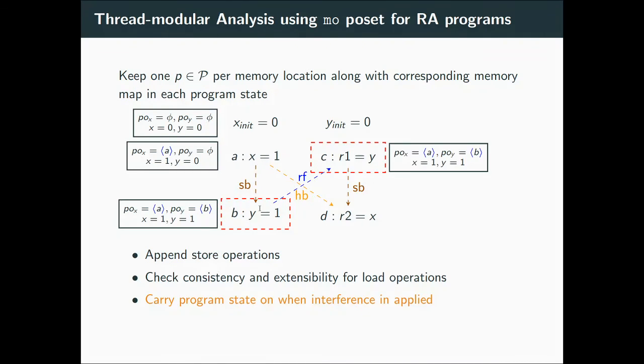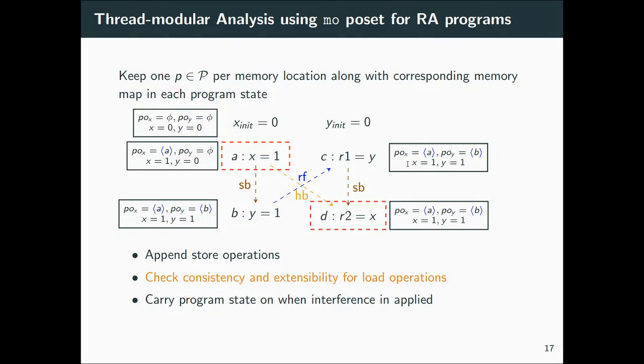When C reads from B, the modification order observed by C should preserve all the ordered pairs in the modification order observed by T2 till C at this point and by T1 after B at this point. Hence, we merge these two program states together when an interference is applied. In this example, the program state prior to C is empty. So, when these two are merged, we get the same program state as that of B here.